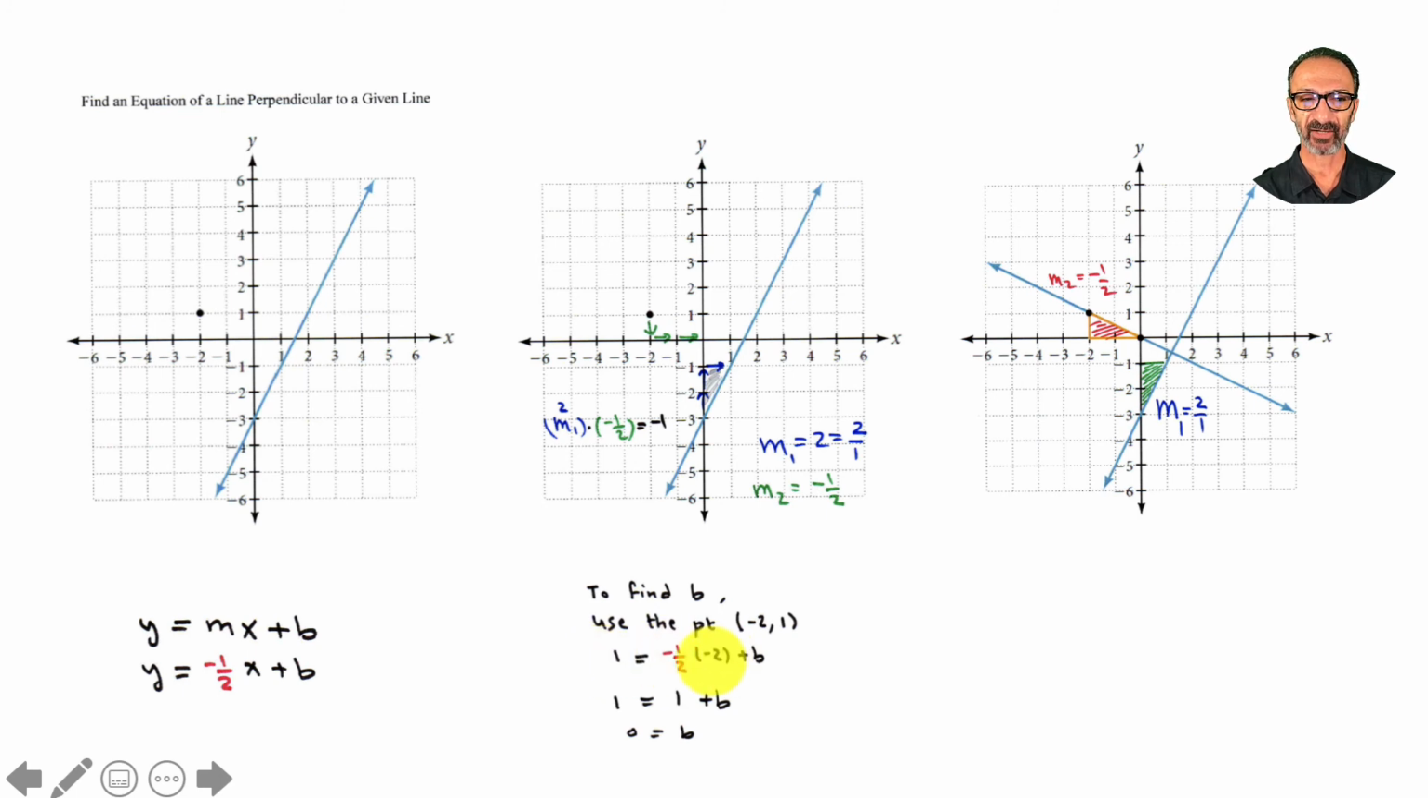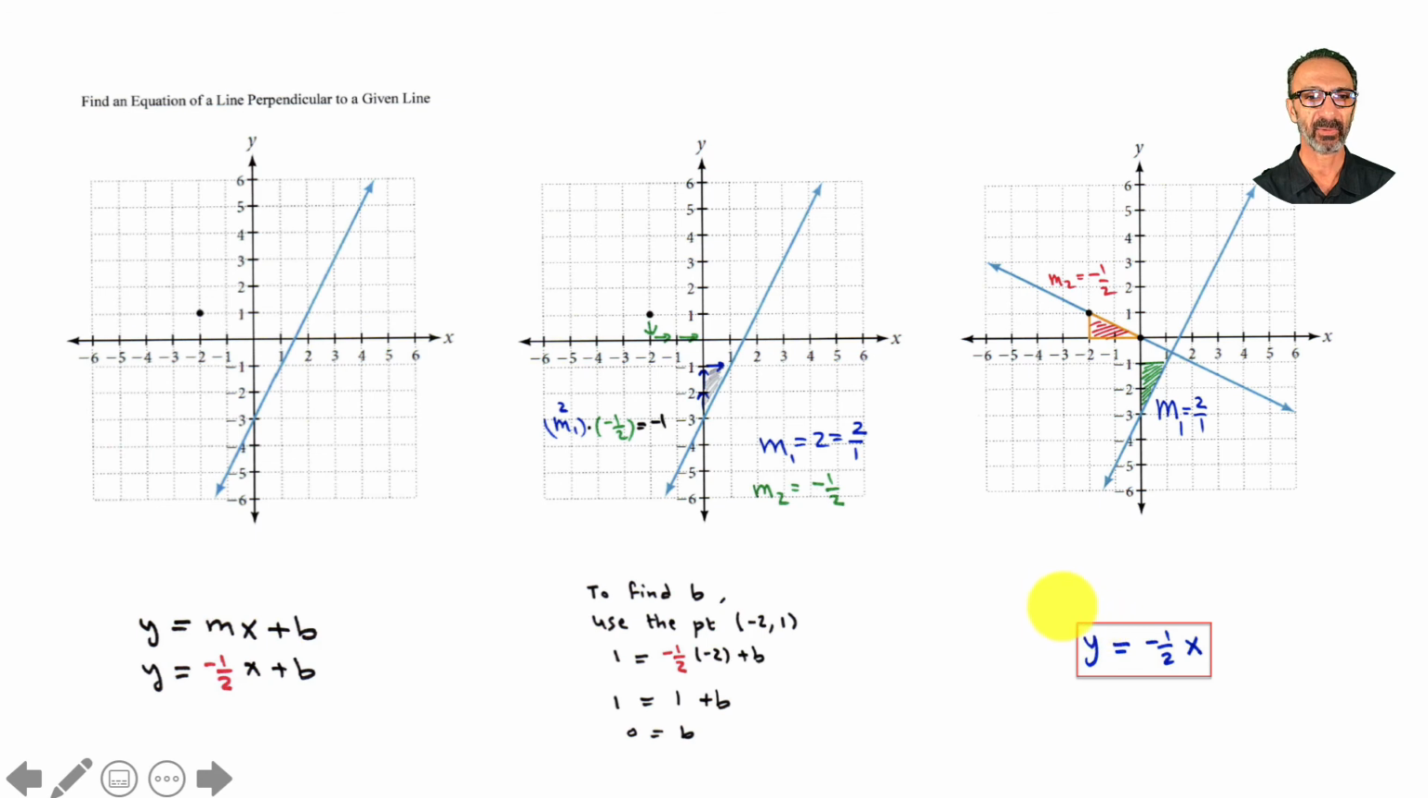Simplify this: negative half times negative 2, which is positive, 2 over 2, which is positive 1. To solve for b, I'm going to subtract 1 from both sides. So b is 0, which confirms what I mentioned earlier, that y equals negative half x.